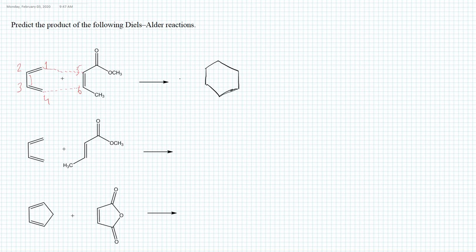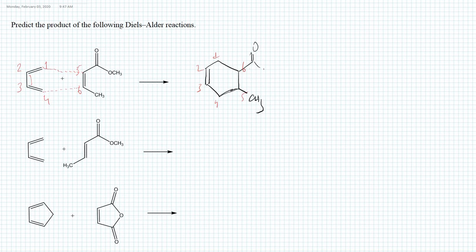Then we can say that there is going to be a double bond here, and then let's number the positions again. This was number 1, 2, 3, 4, 5, and 6. Following from the dienophile, number 6 should have a methyl group. So let's write the methyl group here as CH3. Number 5 has an ester functionality.